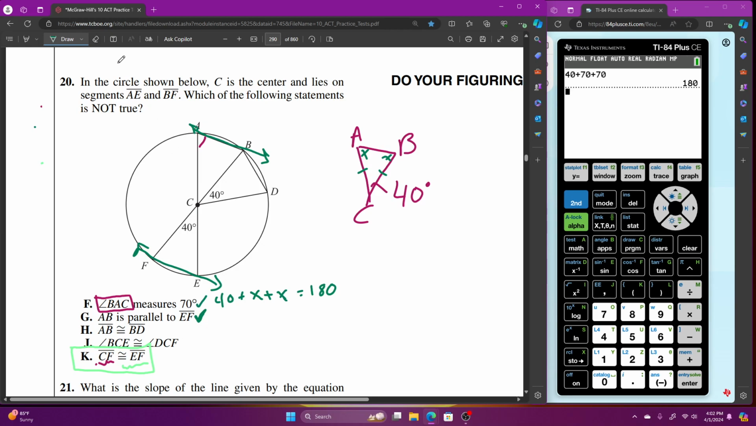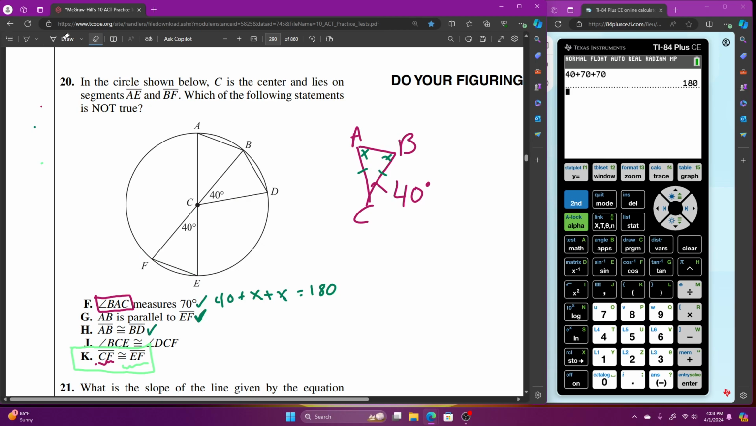Answer choice H says that line segment AB right here is congruent to line segment BD right here. And we know they both have this 40 degree angle, which means all of these angles are 70 degrees. We know that these long sides are all the same. So these two triangles are congruent, so the smallest side is also congruent. And we know that angle, oh, let me clear out everything.